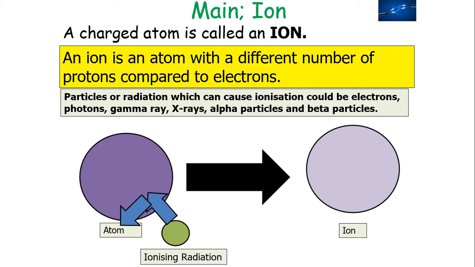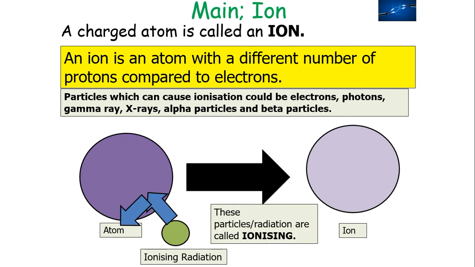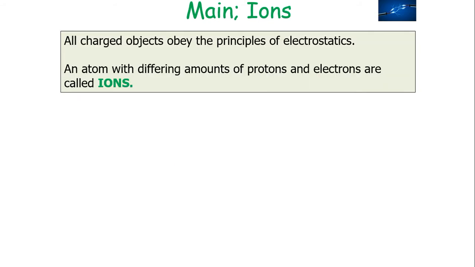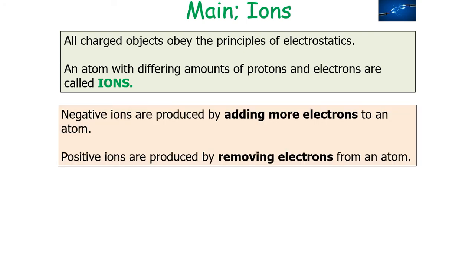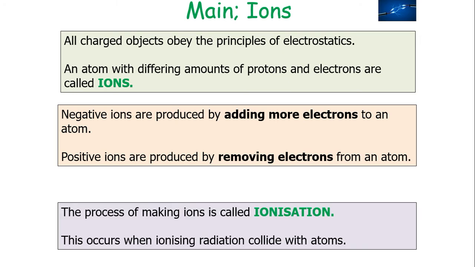So particles or radiation which can cause ionization could be electrons, something called photons, gamma rays, X-rays, alpha particles, beta particles. And these particles or radiation which cause this, we say, are ionizing forms of particles or radiation. So all charged objects obey the principle of electrostatics. Atoms with a differing amount of protons and electrons are called ions. Negative ions are produced by adding more electrons to an atom. Positive ions are produced by removing electrons from an atom, and the process of making ions is called ionization. This occurs when ionizing radiation collides with atoms.